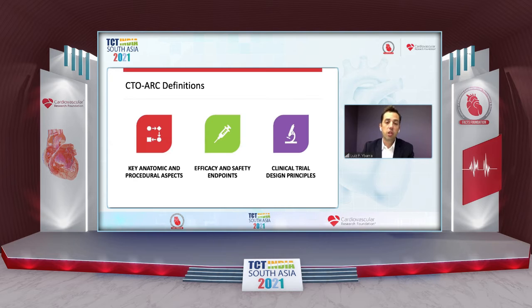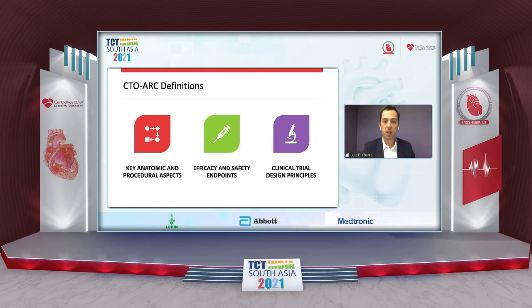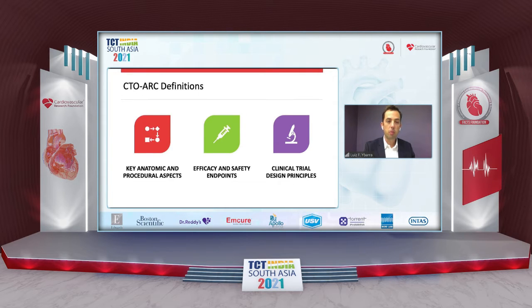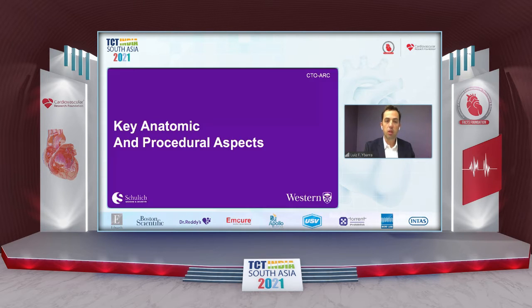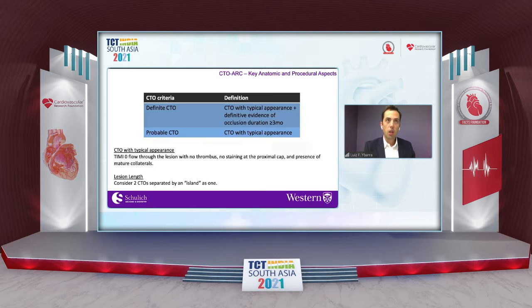And so the CTO work was divided into 3 different sections: the key anatomic and procedural aspects, efficacy and safety endpoints, and the clinical trial design principles. And we're going to talk briefly a little bit on all of them. So we first need to define what is a CTO. Important here is to understand what is a CTO with typical appearance, so trials can compare apples to apples.